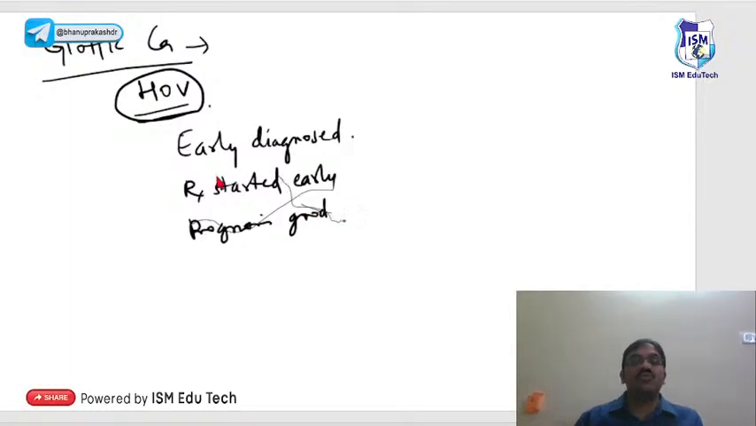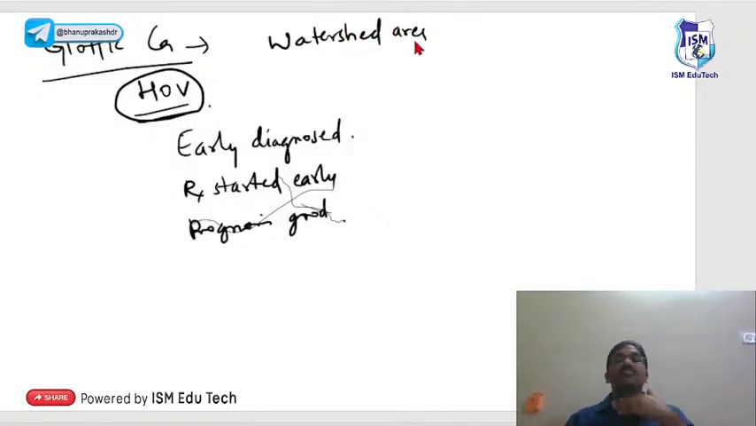Another reason why the prognosis is good in glottic carcinoma is that this is a watershed area. Above the level of the vocal cords, the lymph flow will be towards the upper group of lymph nodes. Below the level of vocal cords, the lymph flow will be towards the lower group of lymph nodes. So this area won't involve much of the lymph nodes. The spread will be very less. Lymphatics are very few in number here in the glottis or vocal cord level. So these patients have a good prognosis, right?